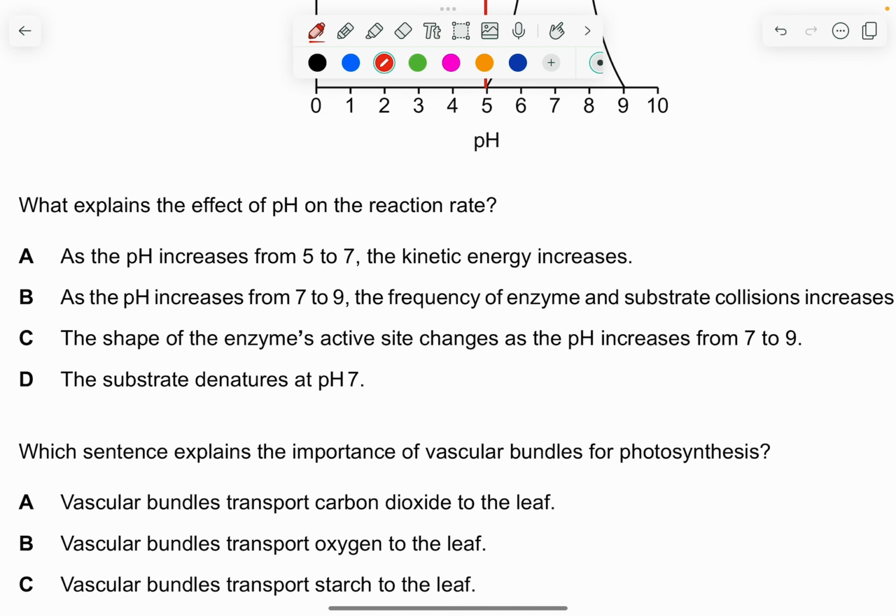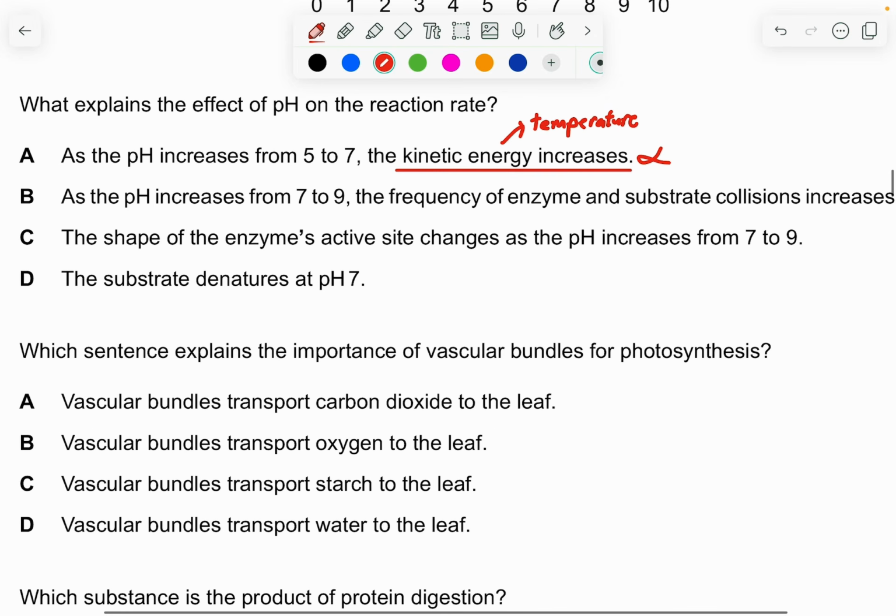For option A, they say as the pH increases from 5 to 7, kinetic energy increases. This is a wrong statement. Why? Because kinetic energy only responds to temperature. Okay? So option A is wrong.